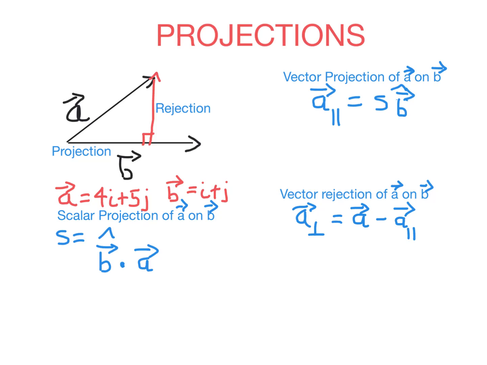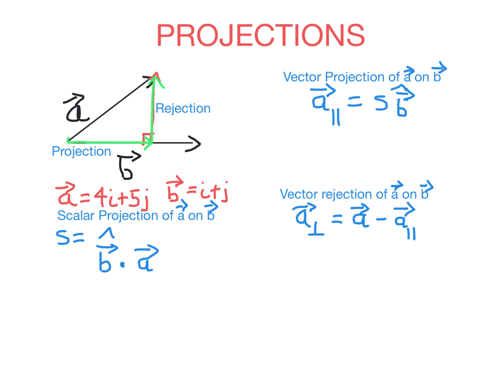Thank you so much for tuning into this video in which we will look at vector projections. The idea here is this: we have a vector A and a vector B. We can decompose A into two parts. The part of A that's parallel to B, called the vector projection of A onto B, and also the component of A that is perpendicular to B, called the vector rejection of A on B.